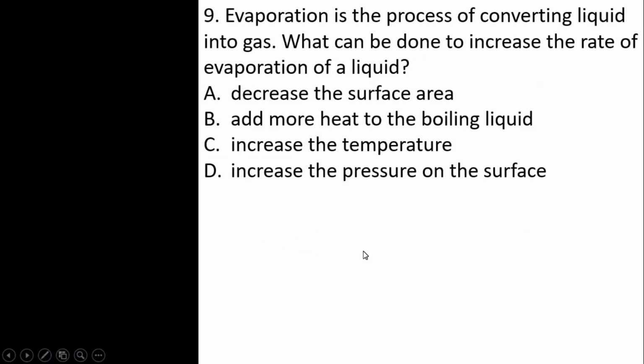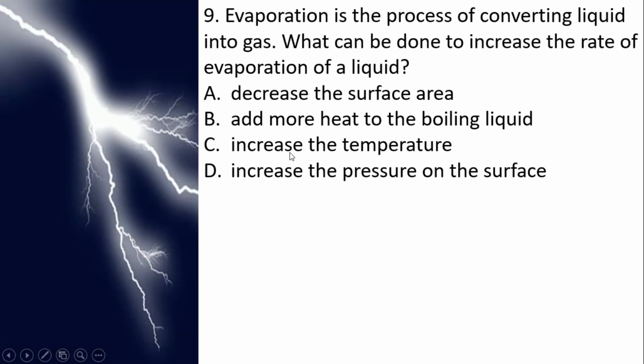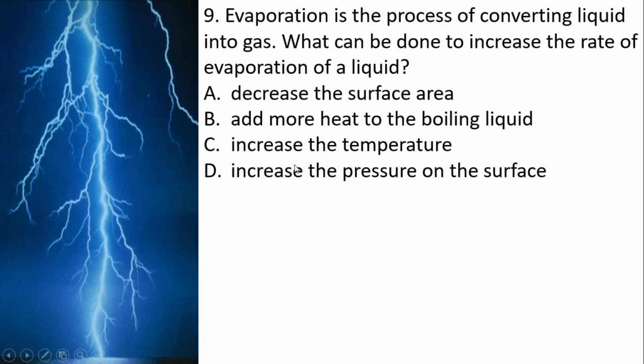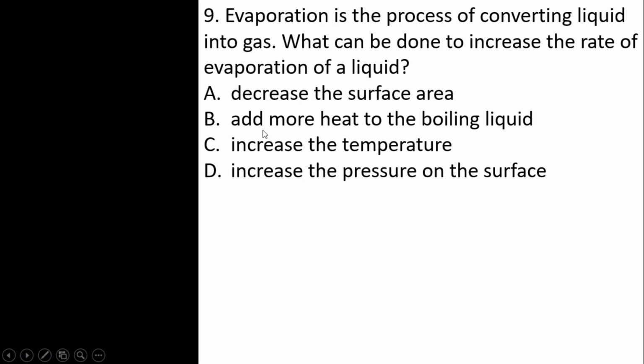Okay? Number 9, evaporation is the process of converting liquid into gas. What can be done to increase the rate of evaporation of a liquid? Decrease the surface area, add more heat to the boiling liquid, increase the temperature, increase the pressure on the surface. It's either letter B or letter C. What does it mean by add more heat? Add more heat with the same temperature.